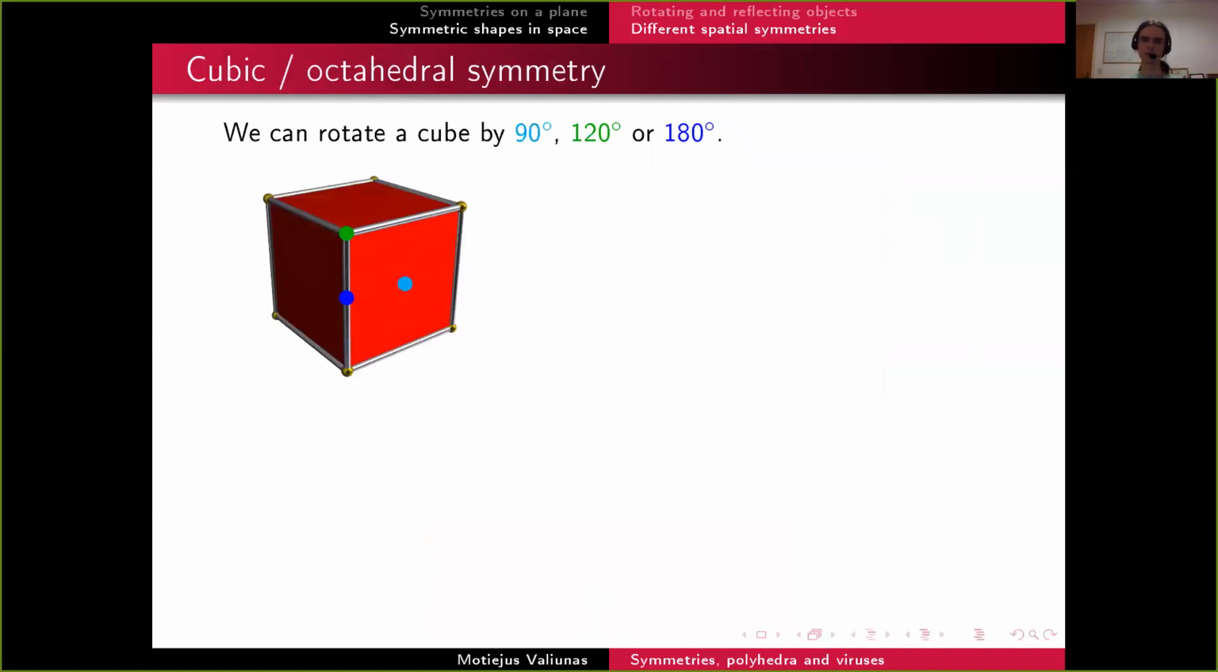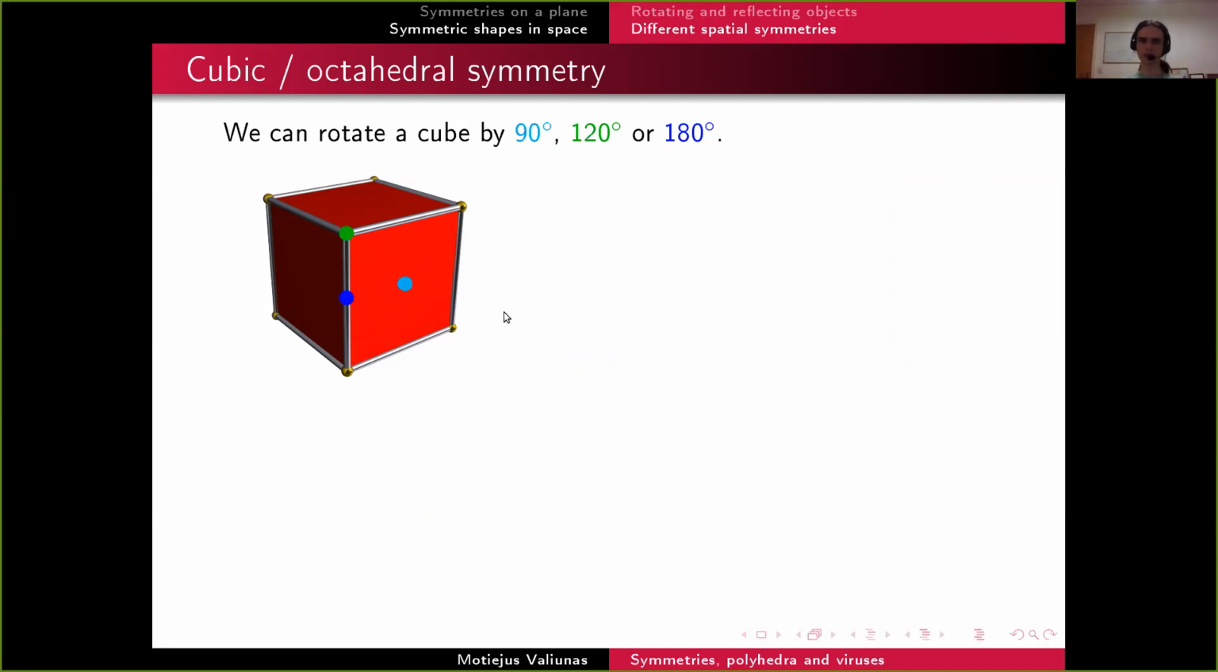Now, for a cube, we have what's called cubic symmetry, which is the same as octahedral symmetry. And we can rotate a cube by 90 degrees, 120, or 180. So for instance, as we saw earlier, if we pick 2 opposite faces of a cube and rotate around these midpoints, the center points of 2 opposite faces, we can rotate the cube by 90 degrees and it will stay where it was. Or we can take 2 opposite corners, 2 opposite vertices, and rotate it 1/3 of a turn by 120 degrees. Or we can take midpoints of 2 opposite edges and rotate around the axis by 180 degrees.